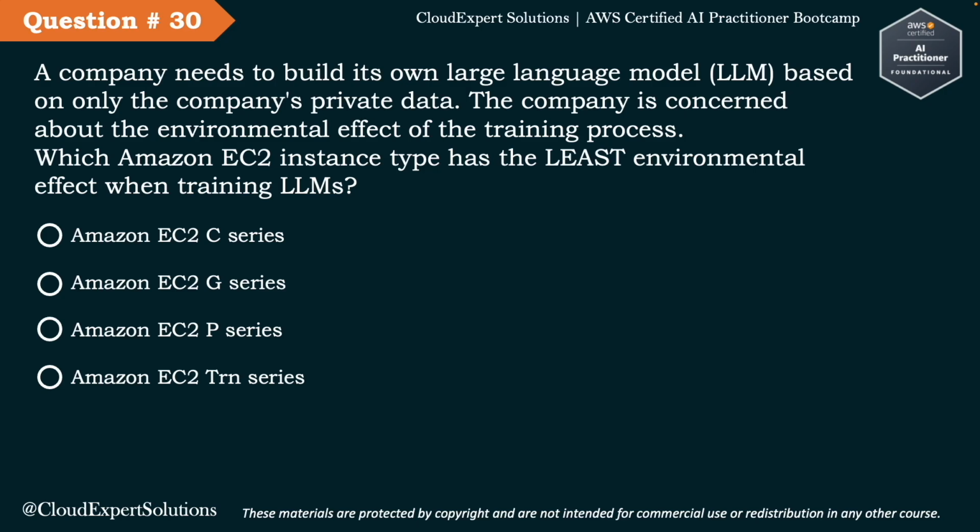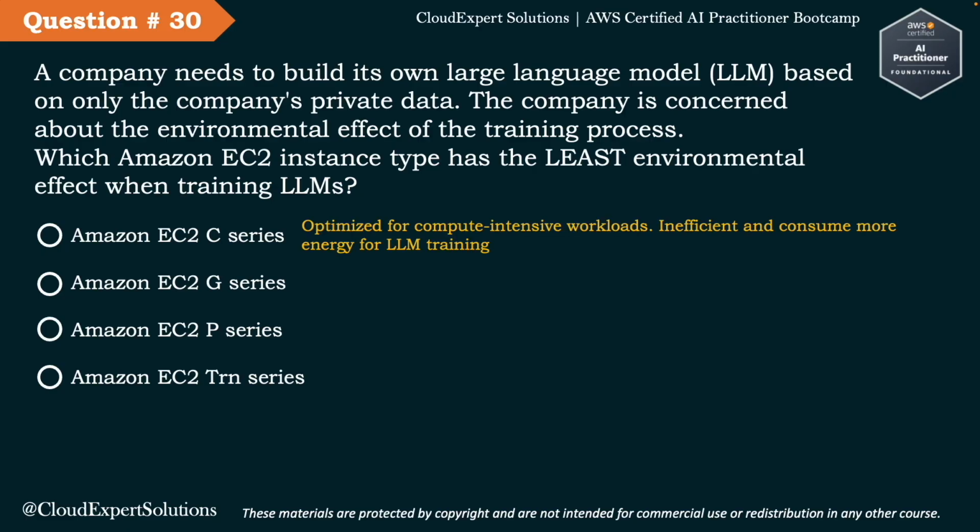Let's review the options. Option number 1, Amazon EC2 C series. C series instances are optimized for compute intensive workloads using CPUs. That is not for large scale deep learning training. That is why this is not the correct option. Amazon EC2 G series. G series instances are designed for graphics and inference workloads, not for training large language models. That is why G series is also not the correct option.